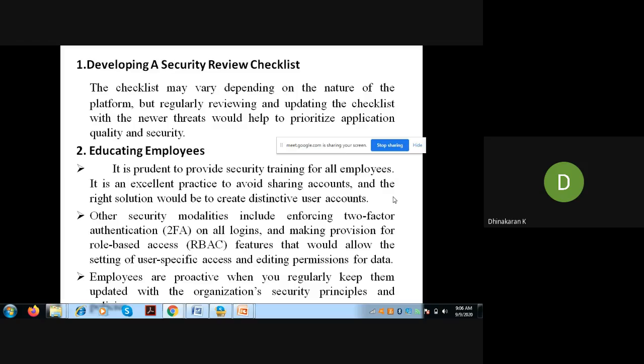It is an excellent practice to avoid sharing accounts, and the right solution would be to create distinctive user accounts. Actually, on educating the employee, I just offer the service to my organization. They know how to access the service, they know how to configure the service, but they are not aware of what the security parameters are. I'm talking about the student side, right?